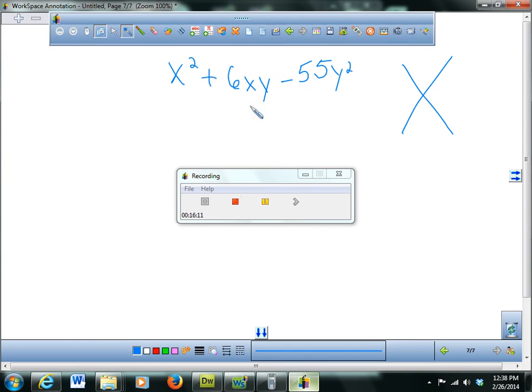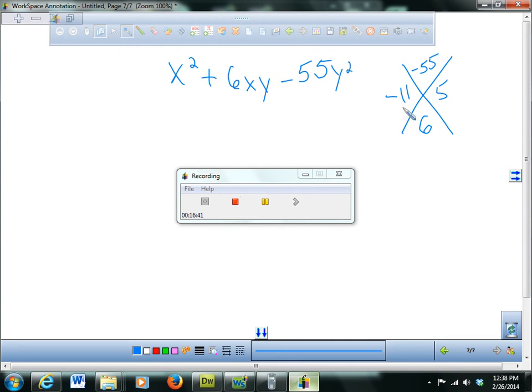If you see something like this, please, you guys, pay attention. Product is negative 55, and the sum is still 6. Who can tell me the two numbers? I'd like to give a prize if you can tell me the two numbers. 11 and 5. Raise your hands. Negative 11 and positive 5.